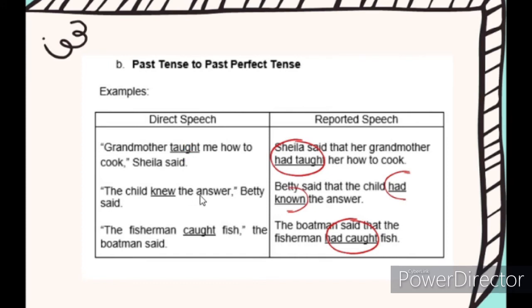"The child knew the answer," Betty said. Knew is the verb in the sentence, and the verb here is in its simple past tense. In reported speech, the past tense will be in its past perfect tense: had known. Next, "The fisherman caught fish," the boatman said. The verb is in its simple past tense, caught. In reported speech, it will be in past perfect tense, had caught.